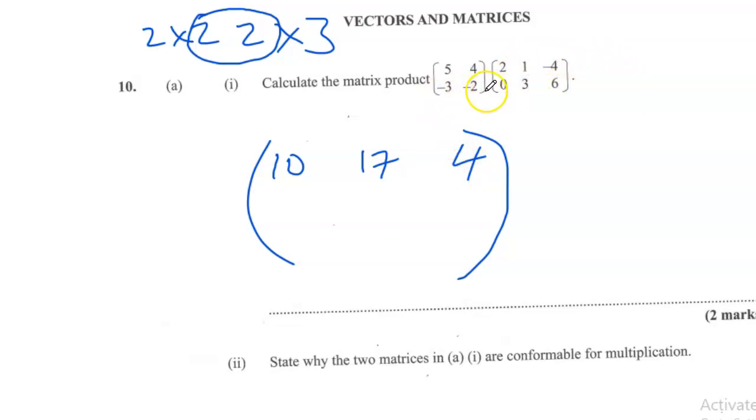Then you apply the bottom row to the same 3 columns. So negative 3, negative 2 times 2, 0. That's negative 6. Then you apply to 1, 3. Negative 3, negative 2 times 1, 3. That's negative 3 minus 6. That's minus 9. And then we apply the bottom row to the negative 4, 6. Minus 3 times minus 4 is positive 12, minus 12. That's 0. So that should be our answer.